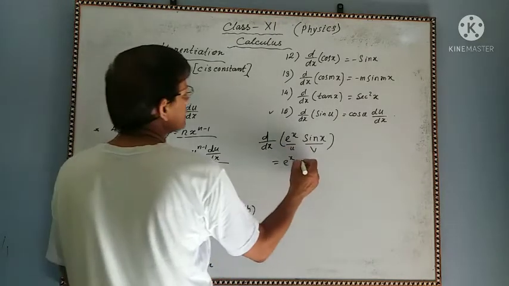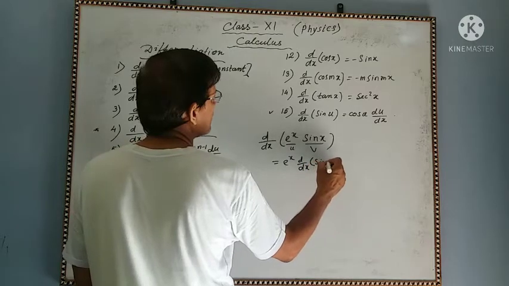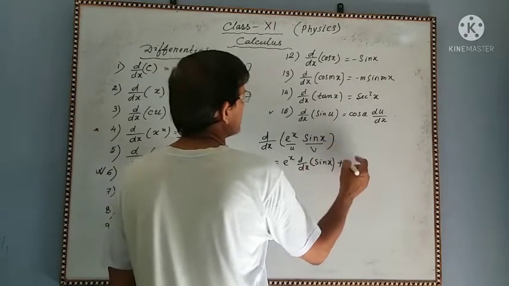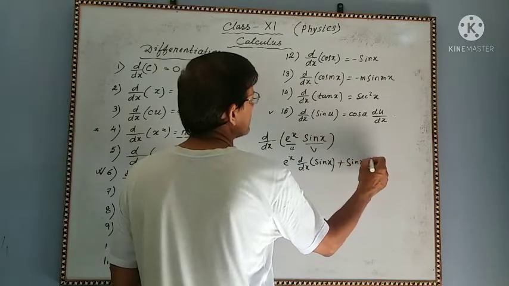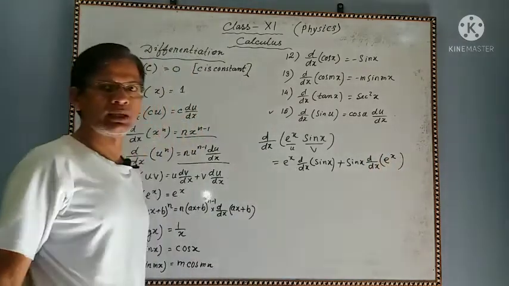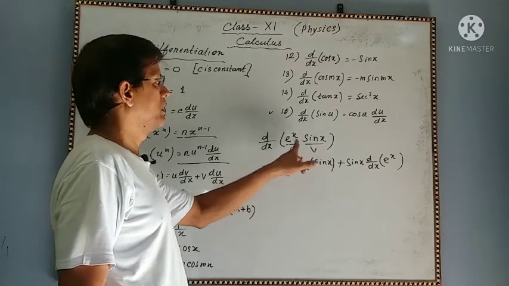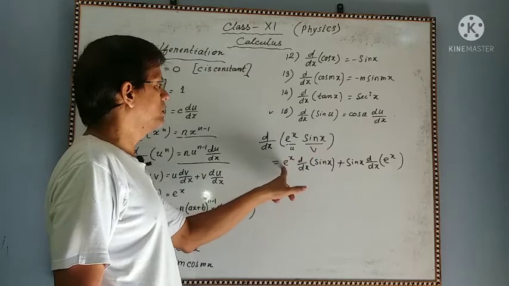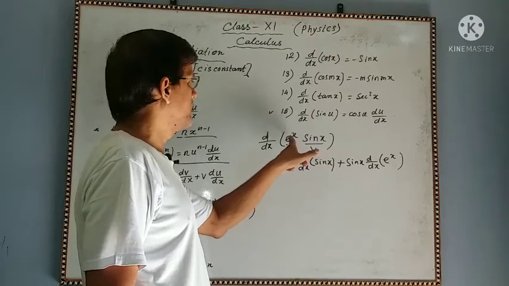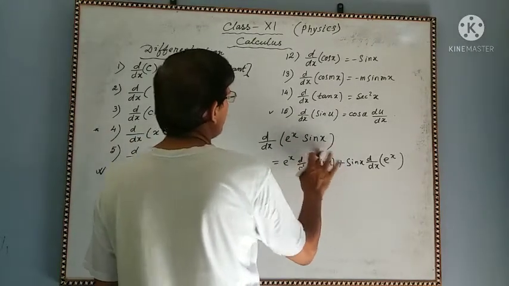Then differentiation of this, d by dx of sin x, plus, then v is fixed, so sin x is fixed, d by dx of e to the power x. Clear? First this is taken u, this is v. u d by dx of v, then v d by dx of u. So this is taken u, this is your v.